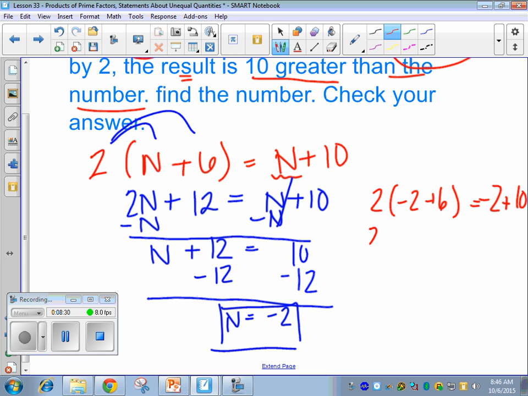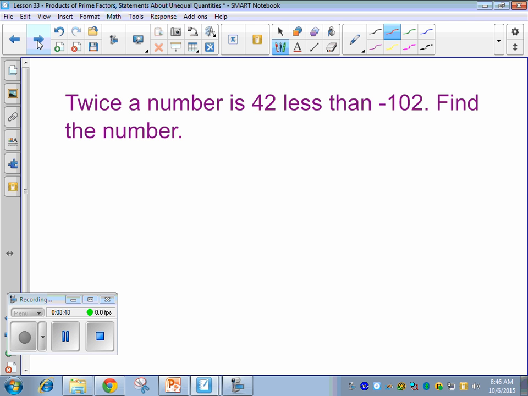So if I do my parentheses first, 2 times 4 equals negative 2 plus 10. 8 equals 8. Yay! Check works. All right, so really these are just setting up, guys. We need to become experts at setting these up.